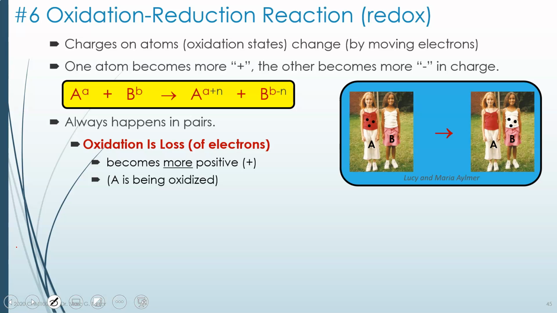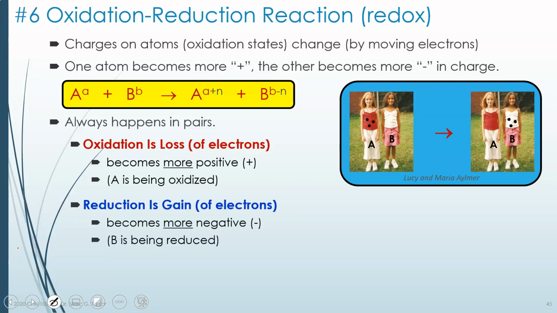So oxidation is loss of electrons. Oxidation is loss. Remember that phrase. They become more positive. So again, that would be going from 0 to +2, or maybe +2 to +3, or maybe going from -2 to 0. All of those are becoming larger numbers, more positive numbers. Those are all oxidation changes in oxidation state.